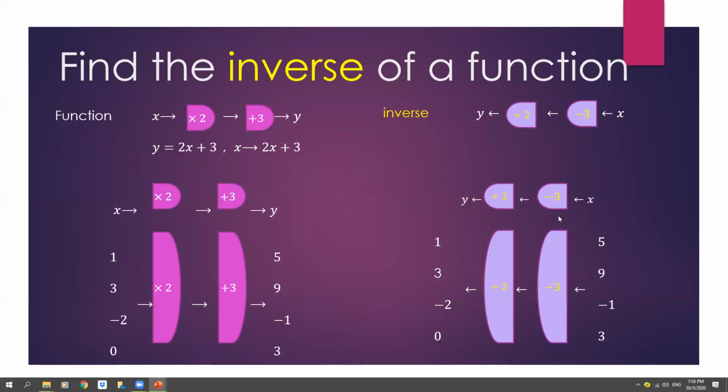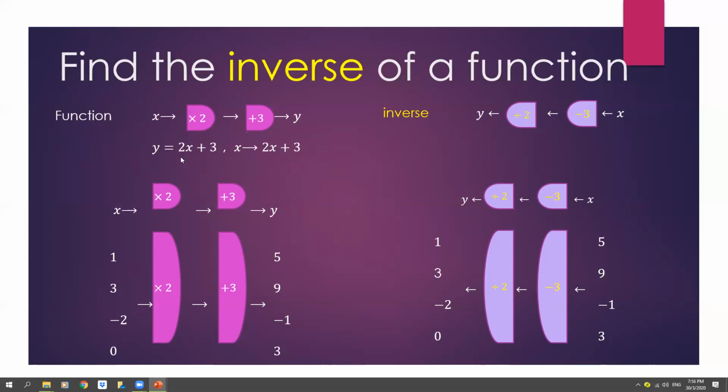So that means this is the answer that we want, the inverse function. So -1, if you -3, you get -4. -4, you divide by 2, you get -2, right? So 3 minus 3, you get 0. 0 divided by 2, you also get 0. So that means our inverse function is correct right now.